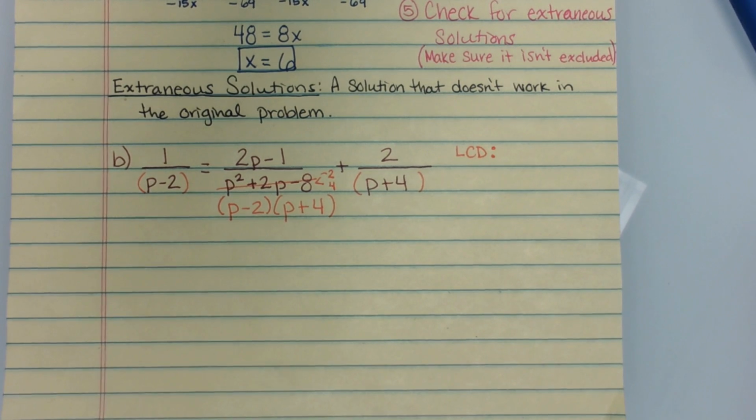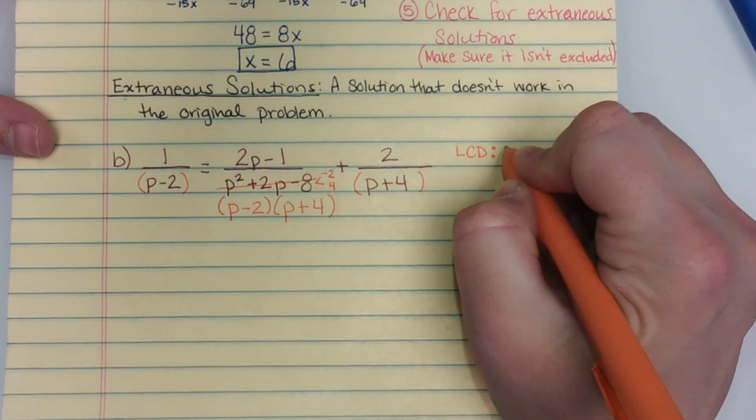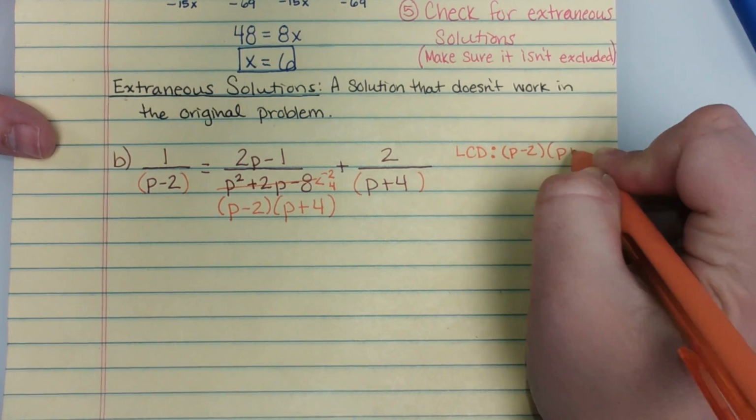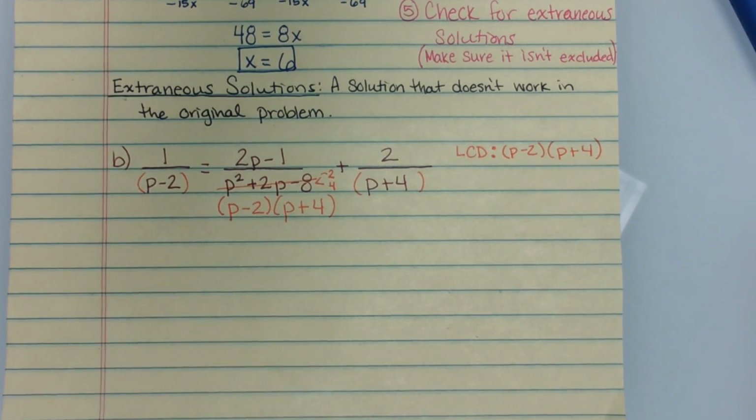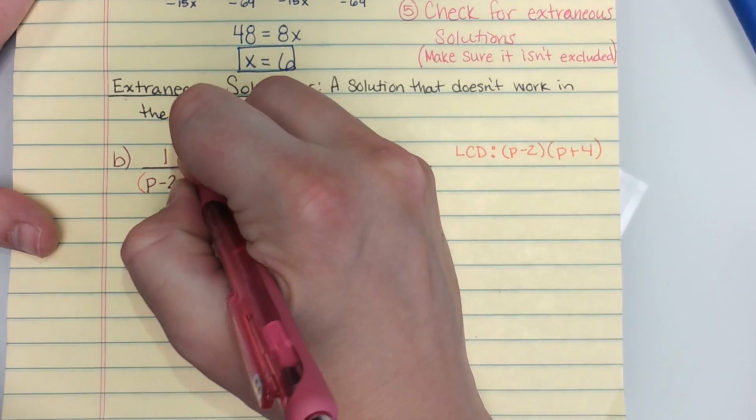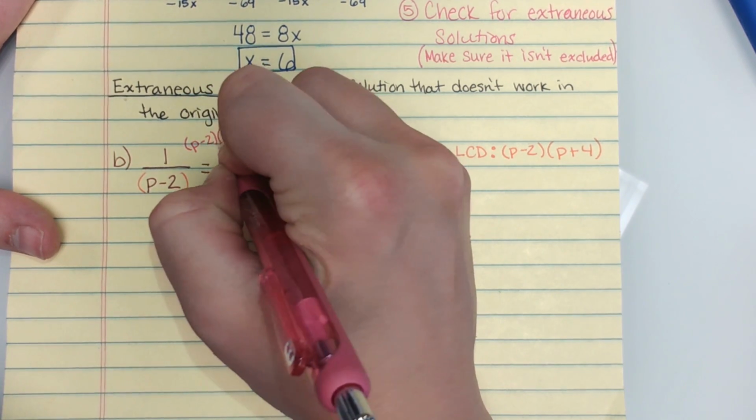Hannah, what does that make our LCD? You're not Hannah. P minus 2, p plus 4. That takes care of everything in our denominators. Kylie. Now what? Multiply by the least common denominator, every single fraction.